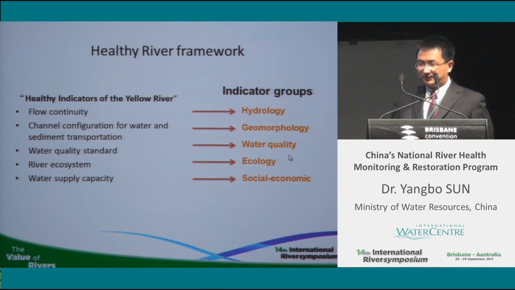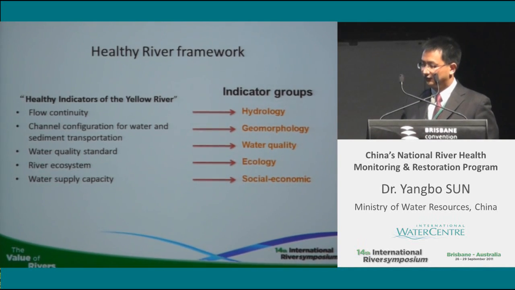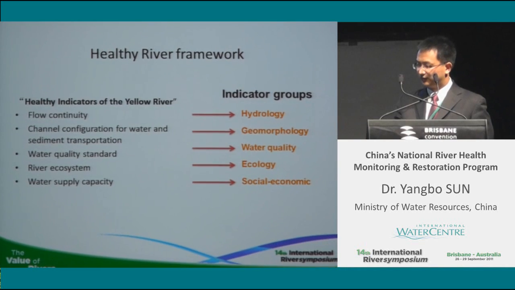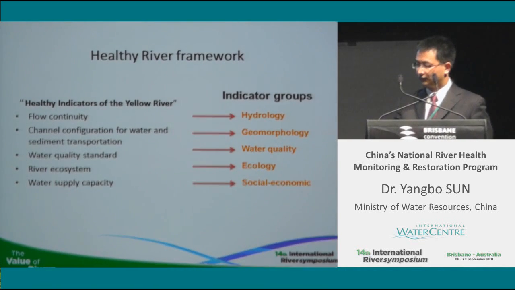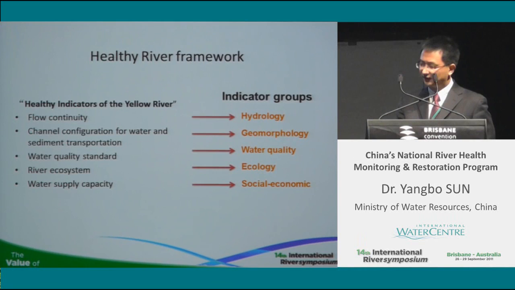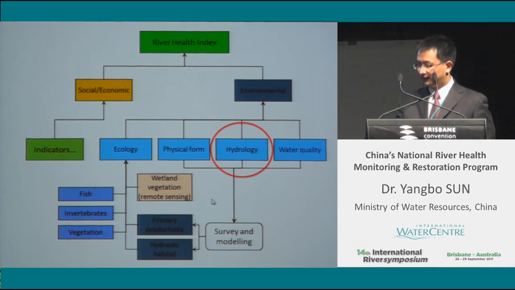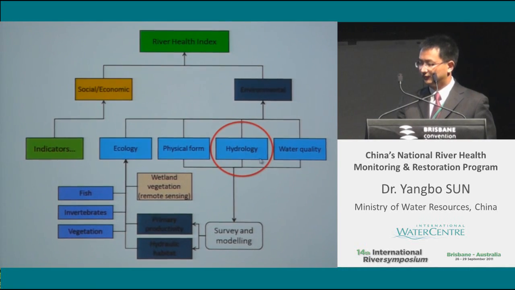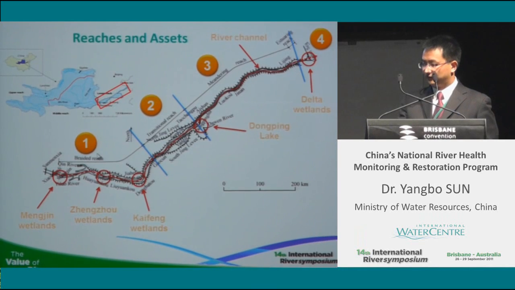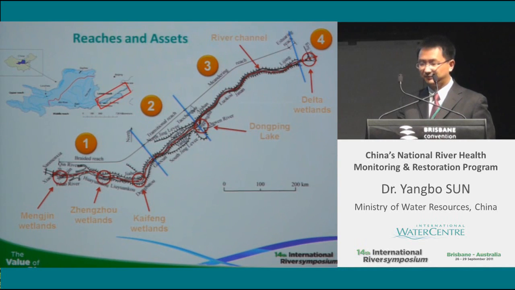So we developed 5 groups of indicators covering hydrology, morphology, water quality, ecology, and social economics, exactly as we mentioned before, which also provides useful experience for developing a national program for river health assessment. Here I just take a hydrology example to show what we have done and what the results of this research are. We chose the lower Yellow River as the study area to see what the environmental impact is because of the flow variations.